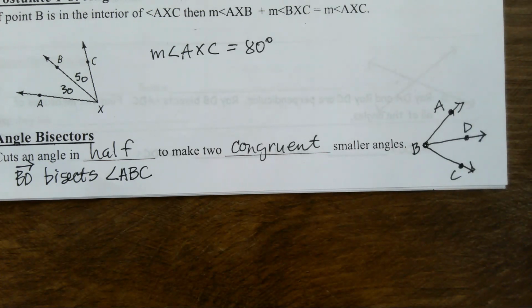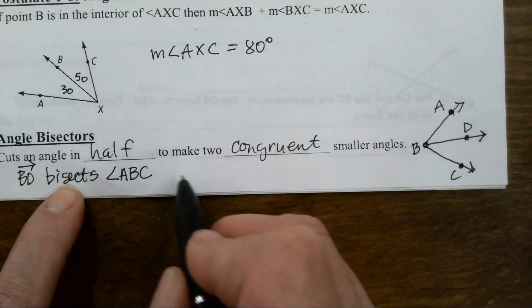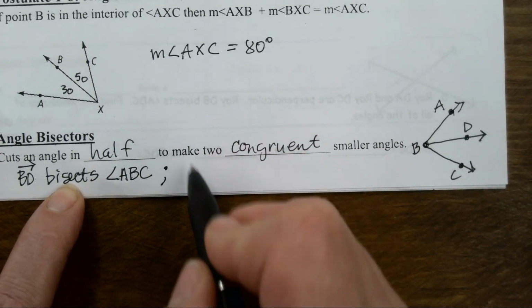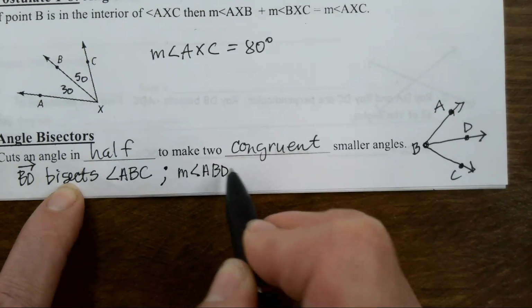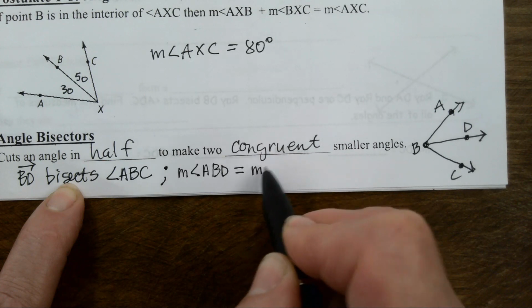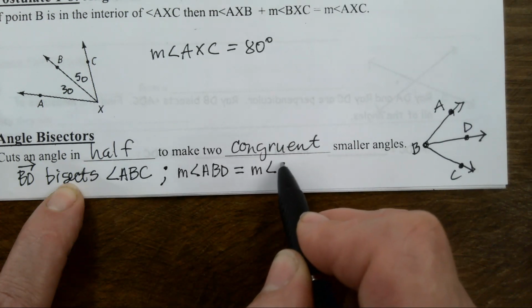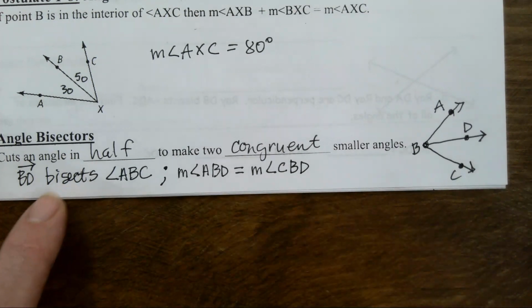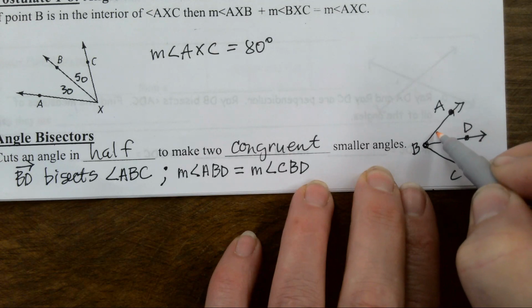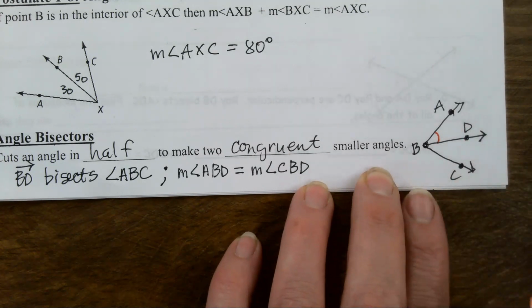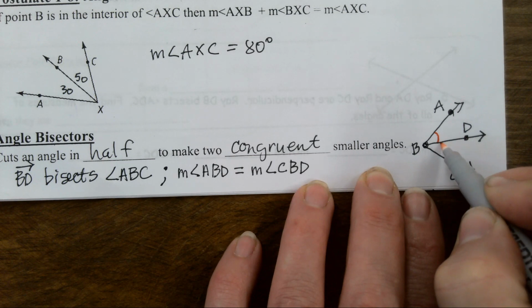And if that is true, then the measure of angle ABD is equal to the measure of angle CBD. That little m again represents measures. That means their measures are the same. And we show that with congruent marks in the picture. If they're congruent angles, they'll have a little angle mark that matches in each picture.